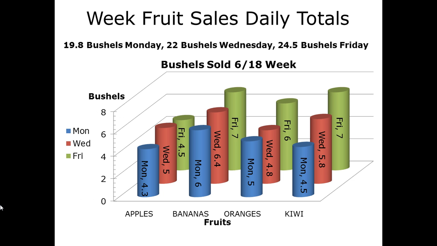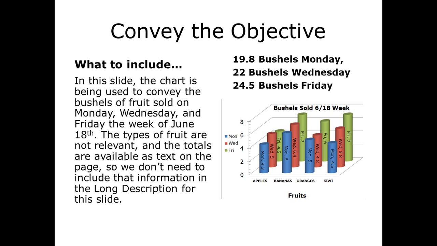We'll look at our sample chart right now. Week fruit sales daily totals, total number of bushels Monday, Wednesday, and Friday. And then within the chart, we see the breakdown day by day. Now, we're going to convey the objective.